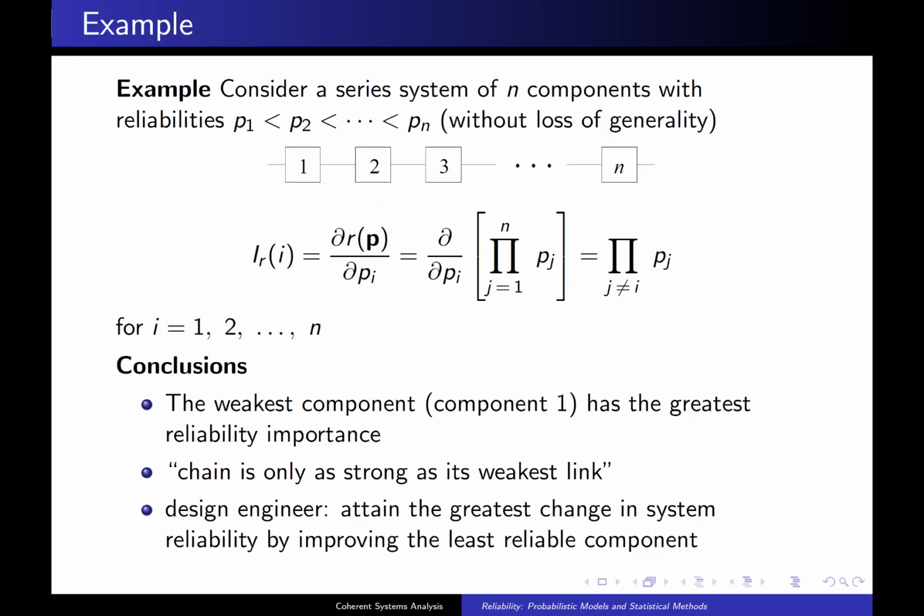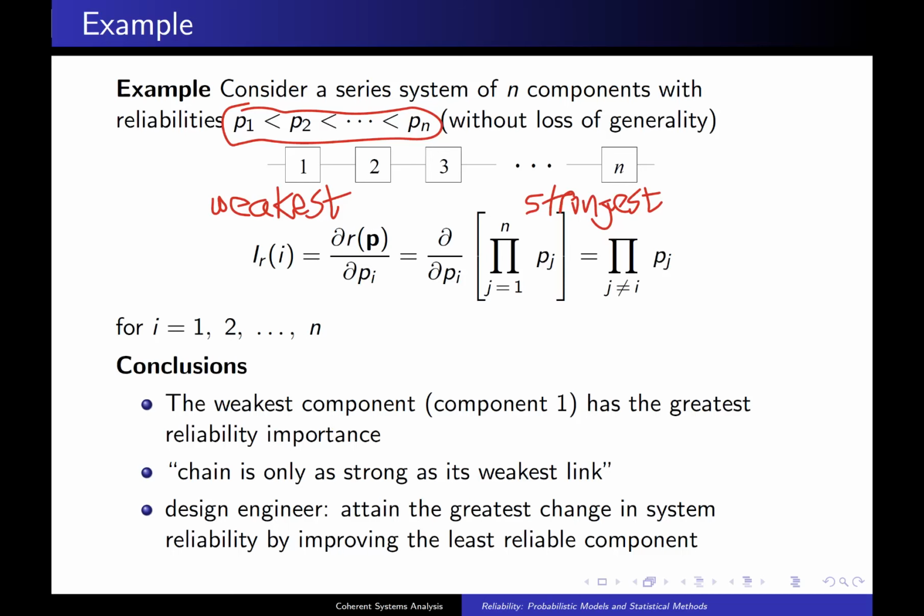Here are 3 quick examples. The first one is a series system, and for a series system, without loss of generality, we are going to assume this ordering of the component reliabilities. So from that point of view, we can think of component 1 here as the weakest of the components, and weakest is meant there in terms of reliability. And this last component, component n, can be thought of as the strongest of the components.